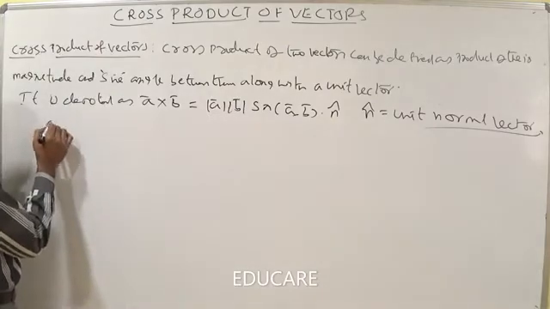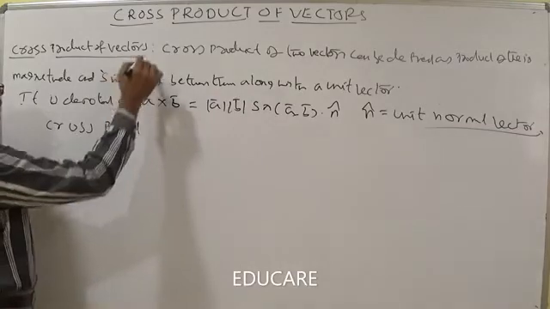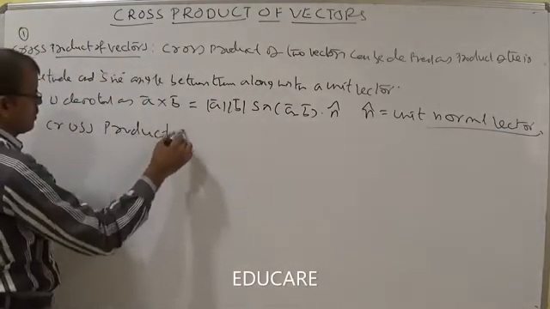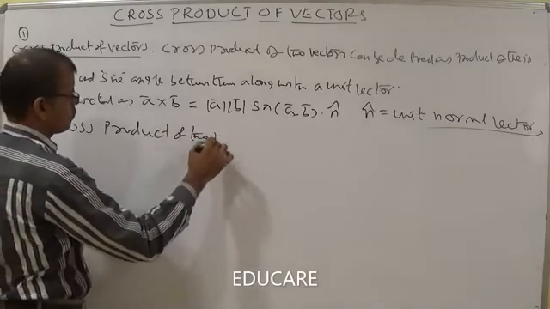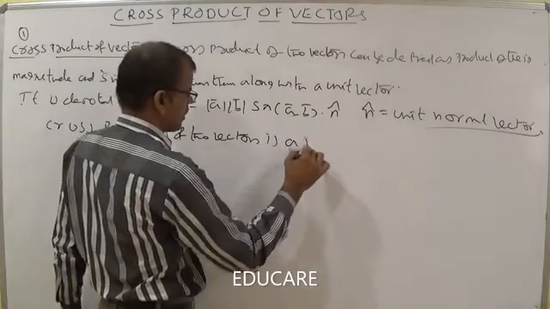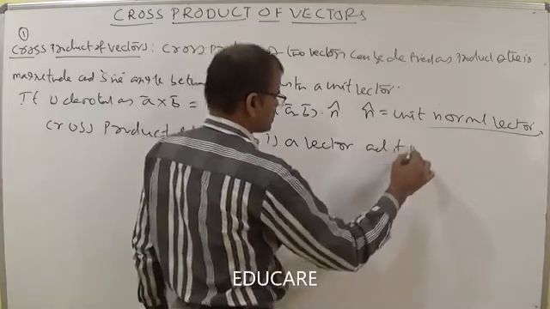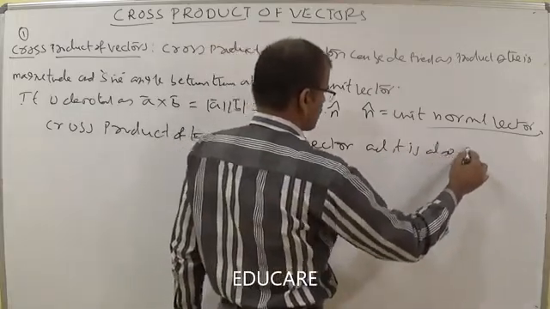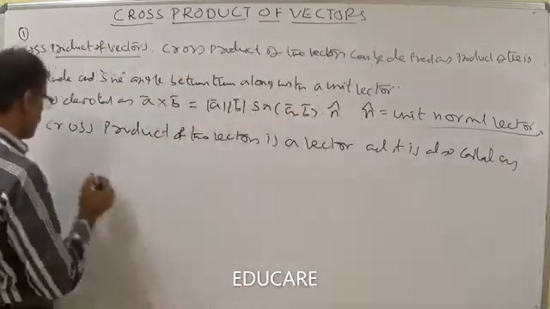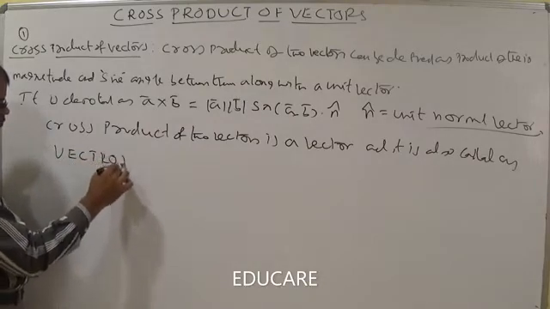Next, the definition points. The first point: cross product of two vectors is a vector, and it is also called the vector product.